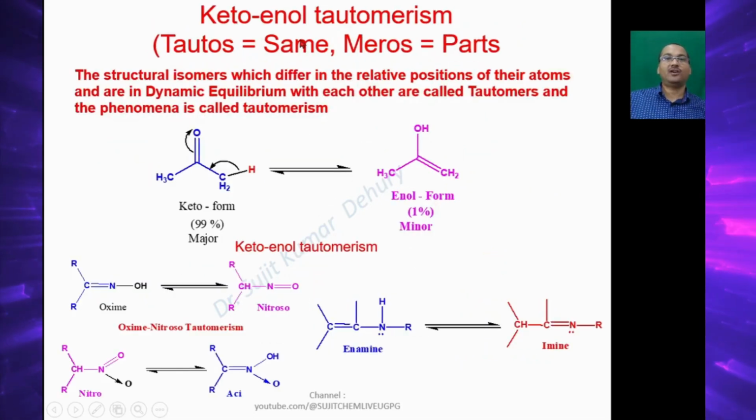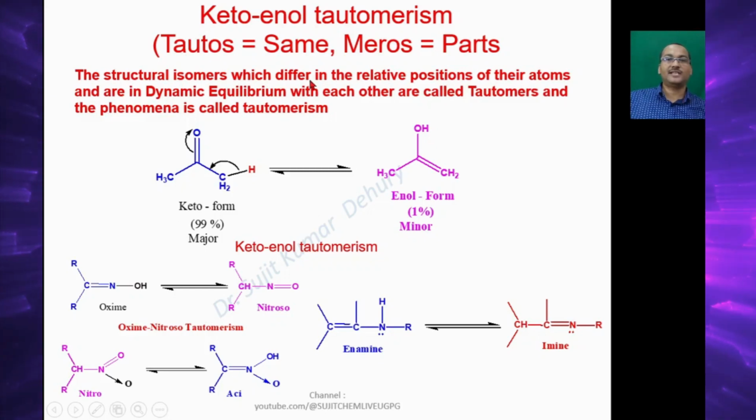So next is keto enol tautomerism. Tauto means same, mero means parts. The structural isomers which differ in the relative positions of their atoms and are in dynamic equilibrium with each other are called tautomers, and the phenomenon is called tautomerism.